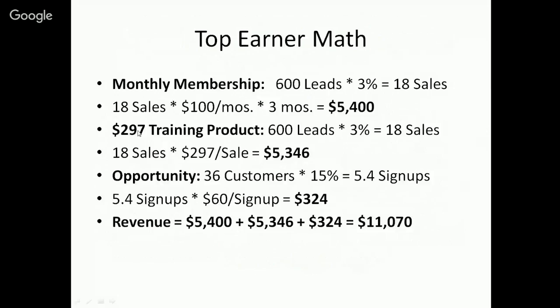So next, a $297 training product. If you have 600 leads, we've noticed that around 3% of people are going to buy. That's a $297 sale. That's over $5,000, guys. Your opportunity is going to bring in, if we run the numbers, about 36 customers at 15%. That's about 5.4 signups. So out of that 600 leads that you generate, a little over 5 are going to end up joining your business. At a $60 sign-up, just like before, that's $324. So not only did we make more on our sign-ups, look at our total revenue, guys. Now, some of that's spaced out over 3 months. Look at the difference in that.